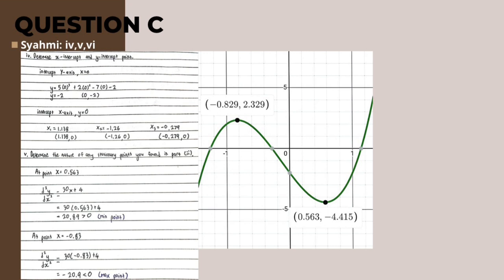For the next one, to get x-intercept, y must equal 0. To get x, we must use calculator. So first, we choose EQN and press 3 for degree. And we put the equation from the question. For x1 we get 1.14 and x2 we get minus 1.26 and x3 we get minus 0.28.